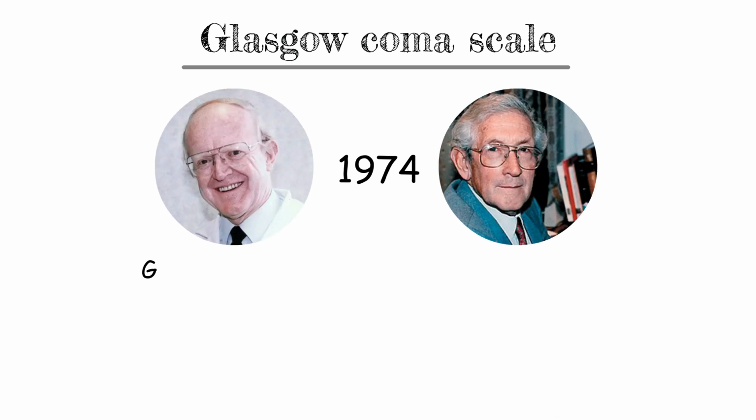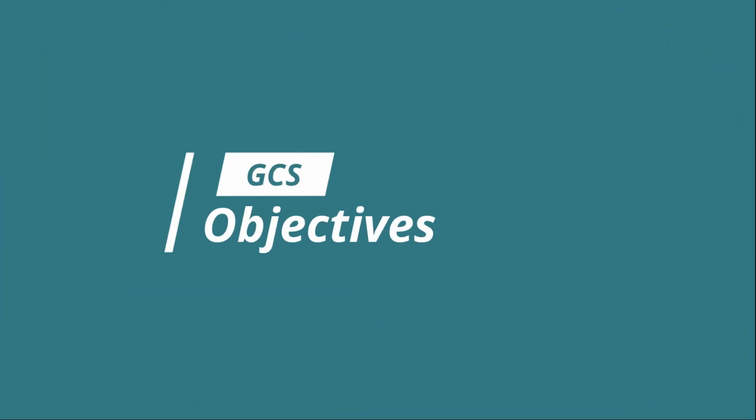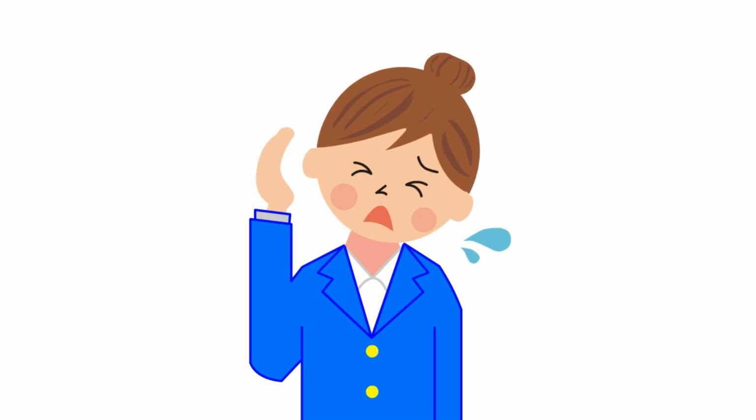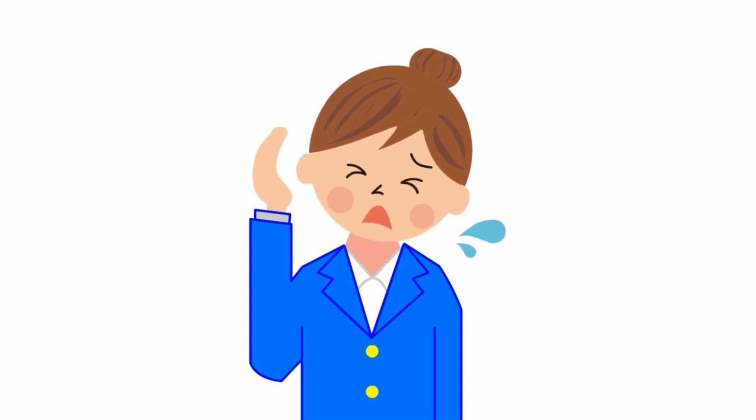The Glasgow Coma Scale was first published in 1974 at the University of Glasgow by Dr. Graham Teasdale and Dr. Brian Jennett. It is used to describe the extent of impaired consciousness in all types of acute medical and traumatic patients.